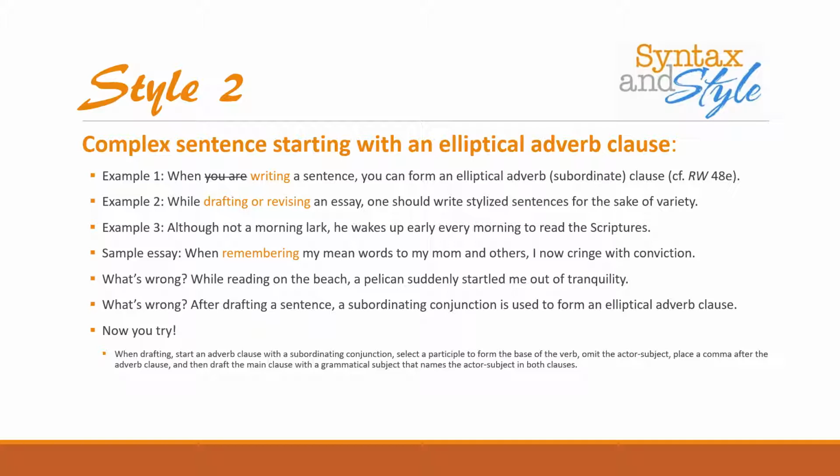Well, to correct the sentence, I need a character capable of performing the verb, the participle, in the adverb clause. So let's rewrite the sentence like this. After drafting a sentence, the young man used a subordinating conjunction to form an elliptical adverb clause. Well, the character young man makes all the difference in writing this sentence correctly.